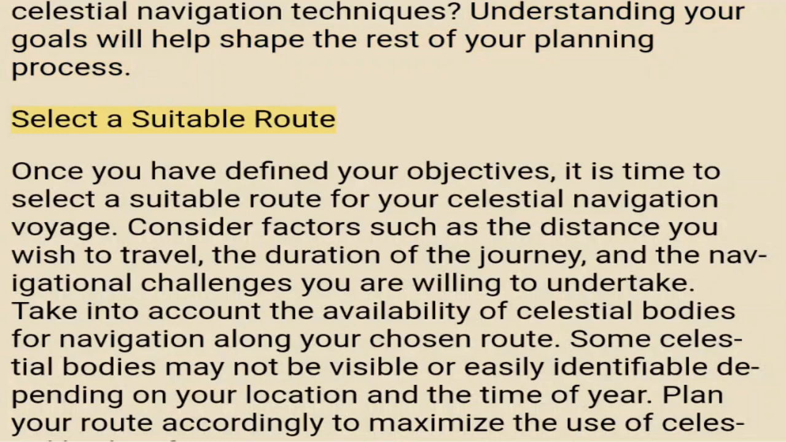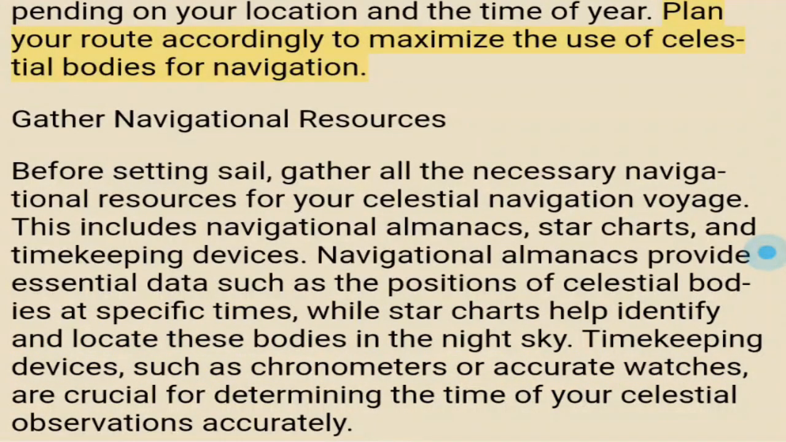Select a suitable route. Once you have defined your objectives, it is time to select a suitable route for your celestial navigation voyage. Consider factors such as the distance you wish to travel, the duration of the journey, and the navigational challenges you are willing to undertake. Take into account the availability of celestial bodies for navigation along your chosen route. Some celestial bodies may not be visible or easily identifiable depending on your location and the time of year. Plan your route accordingly to maximize the use of celestial bodies for navigation.